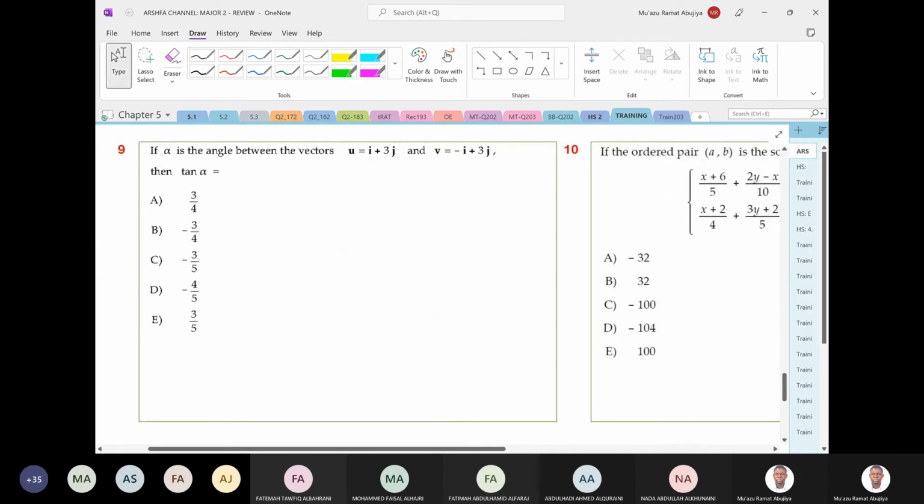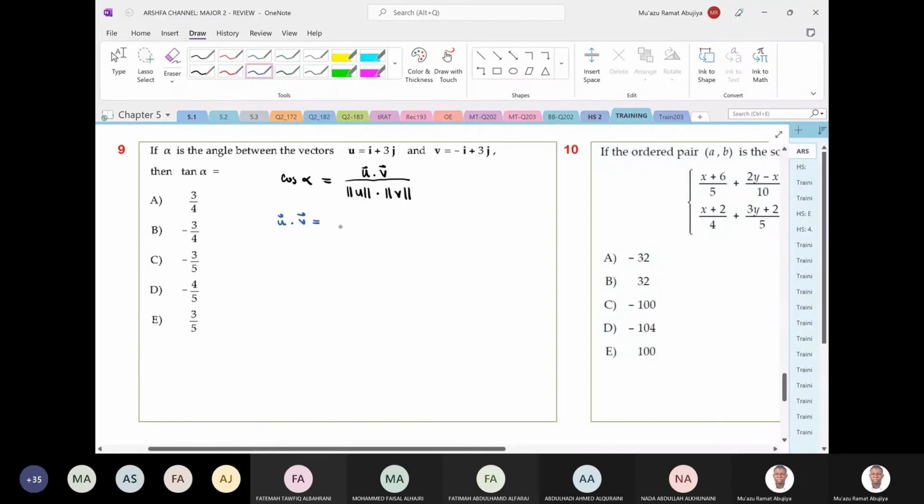Number 9, it says if alpha is the angle between the vector u and v. When we say the angle between the vectors, it is always the smallest positive angle between the two vectors. So here we can write it as always, cosine of alpha is equal to u dot v divided by the magnitude of u multiplied by the magnitude of v. To get started, because we are looking for the tangent of alpha, we need the dot product. That is going to be u dot v.